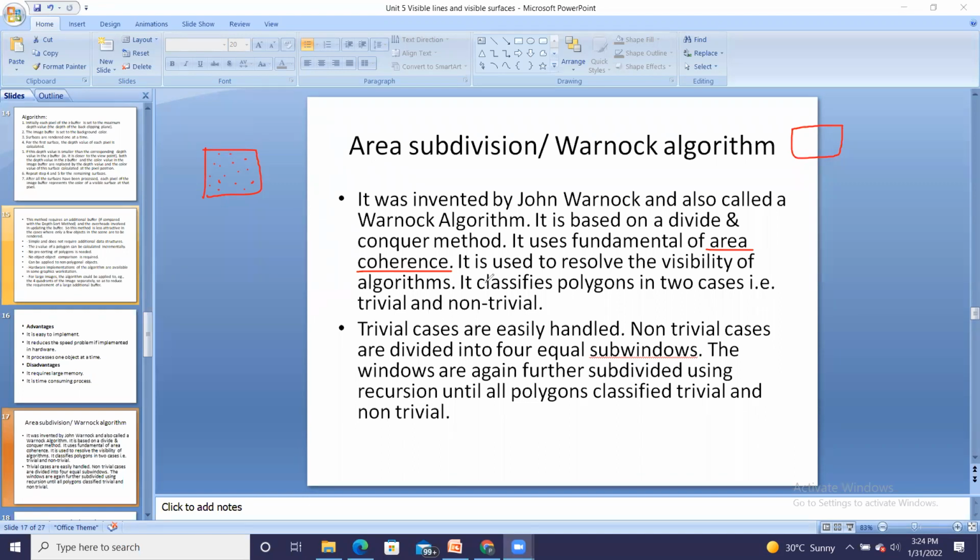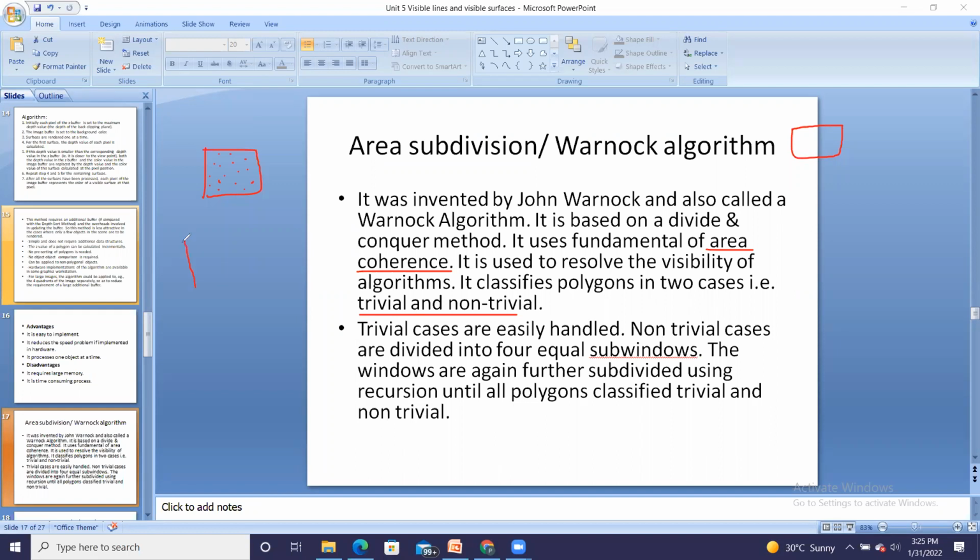Okay. So it is used to resolve visibility, right? It classifies the polygon into two cases, that is trivial and non-trivial. We will see what is trivial and non-trivial. The trivial cases are easily handled. Non-trivial cases are divided into 4 equal sub-windows. This is very important. Trivial cases mean there is no overlapping of objects, right?